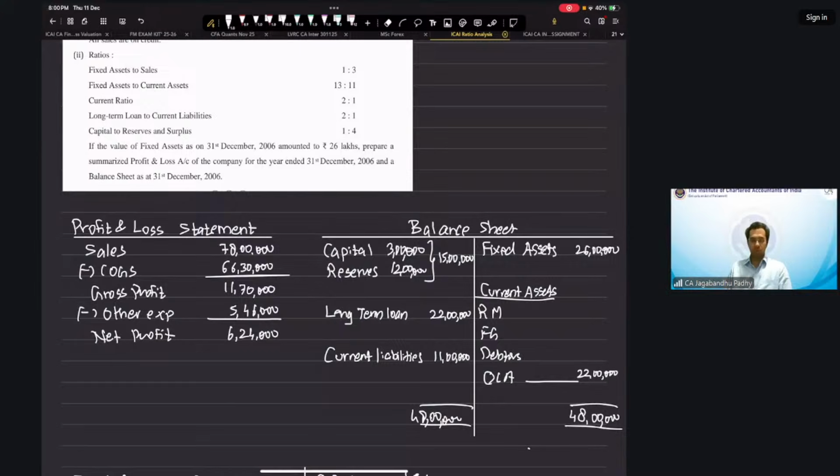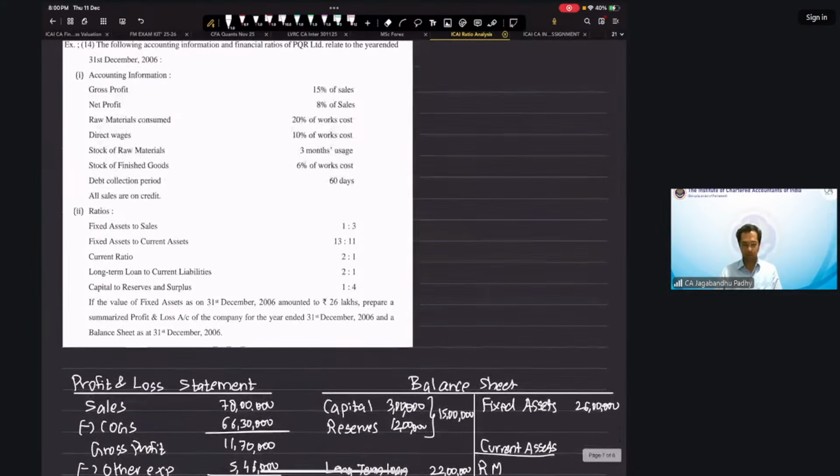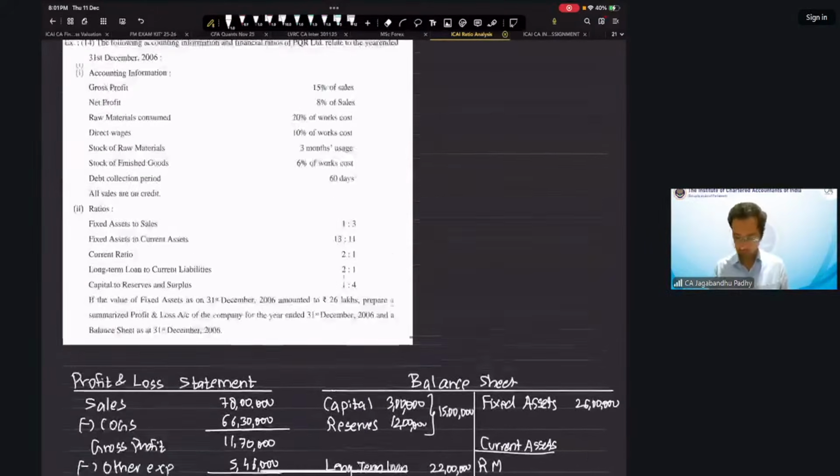You have to calculate some more numbers. Which are the numbers that we'll compute? The raw material stock, finished goods stock, debtors, and other current assets. So for that, we have the numbers as stock of raw material, which is 3 months usage, stock of finished goods, 6% of the works cost, debtors. So you have to use that.